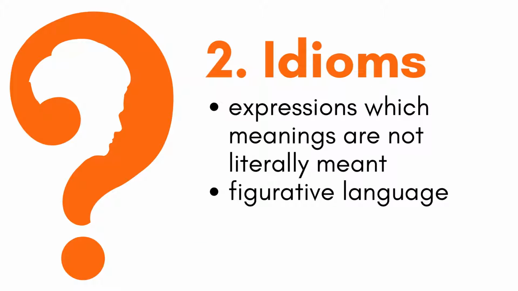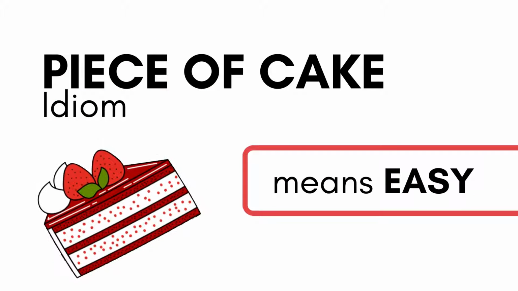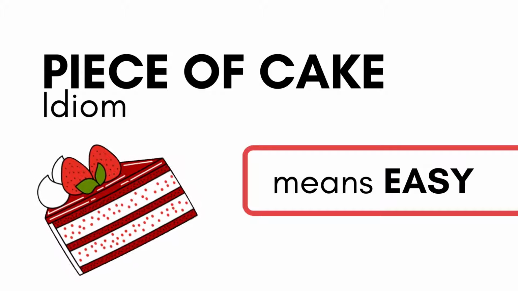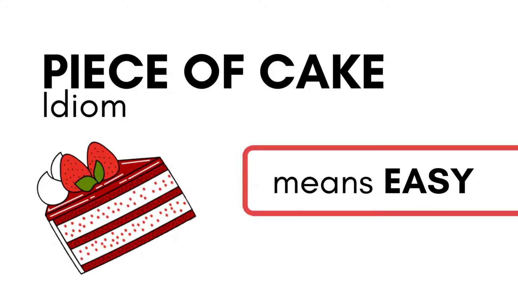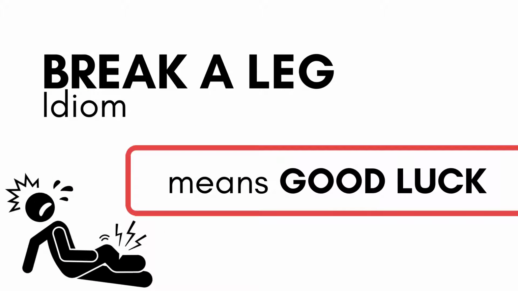Idioms, on the other hand, are also used in informal language because their meanings may not be literally derived. For example, when we say it is a piece of cake, we are not literally talking about a piece of cake. Rather, we are saying it is easy. Another is break a leg. As painful as it sounds, it is not literally meant, but it means good luck.